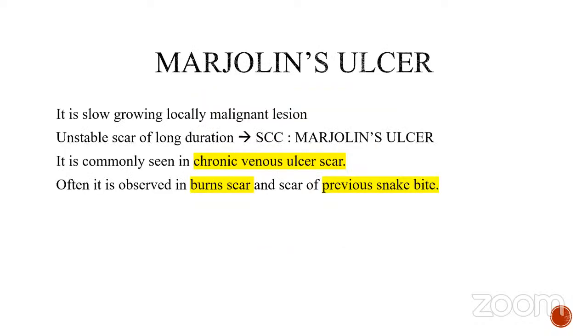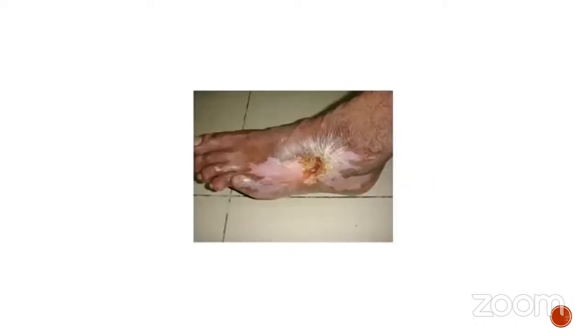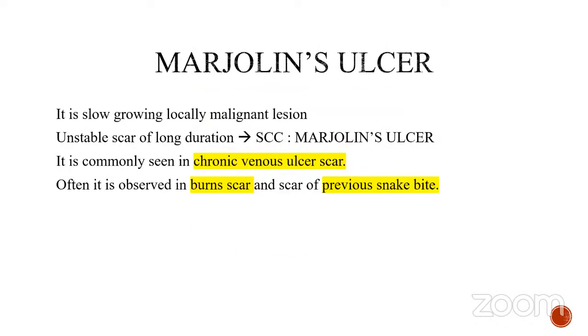This is a burn scar. It was a burn scar, and I hope you can see how it has become that small ulcer. And this is a Marjolin ulcer. It's a malignant ulcer, so it has to be removed. Keep in mind that Marjolin ulcer is one of the ulcers that has malignant capacity.